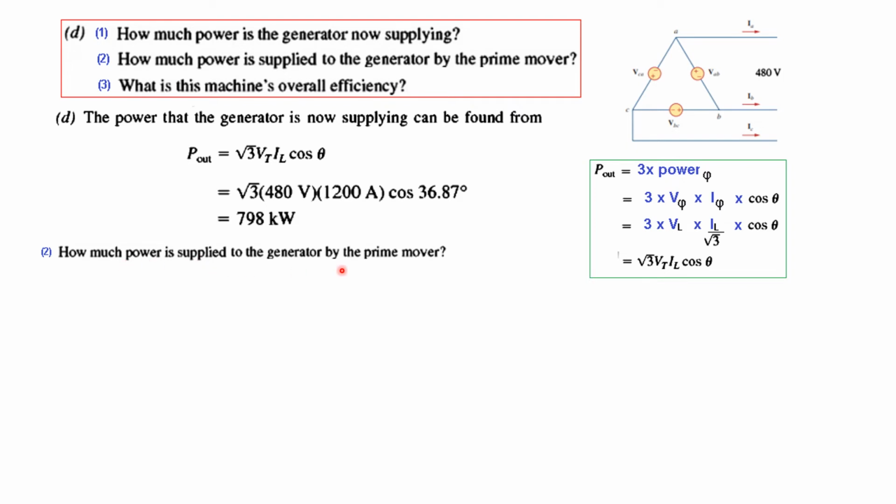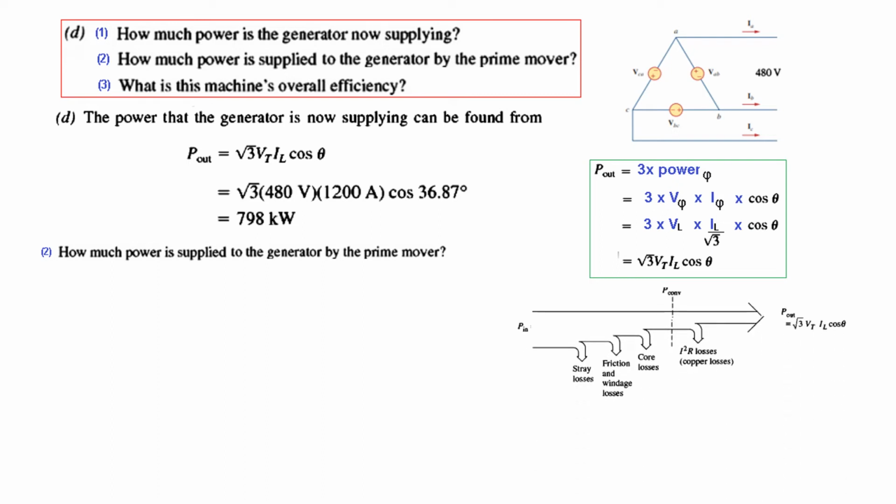How much power is supplied to the generator? Now this is the output power, so all the losses we have to include to get the power supplied by the prime mover. Like here, this is the output, and if you keep going back, we have the I square R loss, the core loss, friction loss, stray loss, and then we come to power in. That means the power in is dropped in these places to get to the power out. So if you know all these, we add them to power out to get the power in.